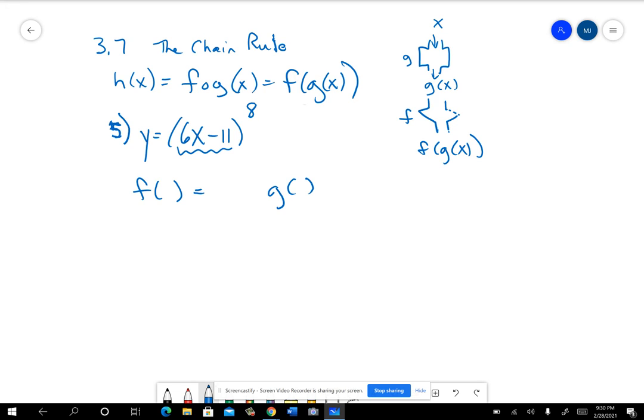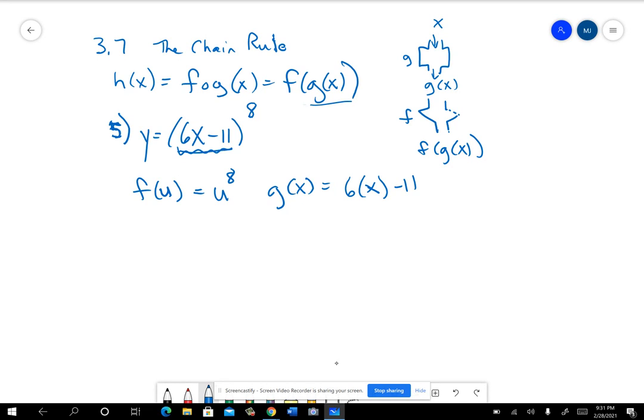See that 6x minus 11? That's the inner function, that's the g. So g is doing 6 times your input minus 11. If we're using an x, it would be 6x minus 11. Now f, you're not really going to put x in there, so let me use a different variable. They use a u, and basically you're raising something to the 8th power. That's your outer function. So your inner function does 6 times your input minus 11, and then your f function raises that to the 8th power.